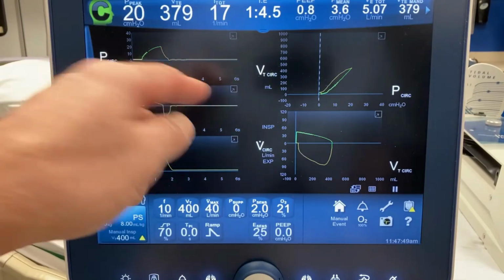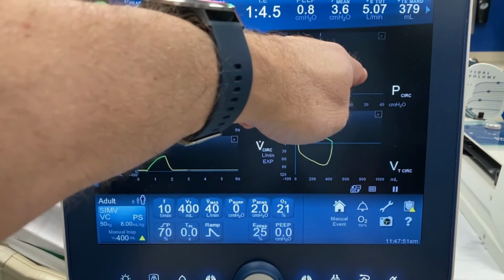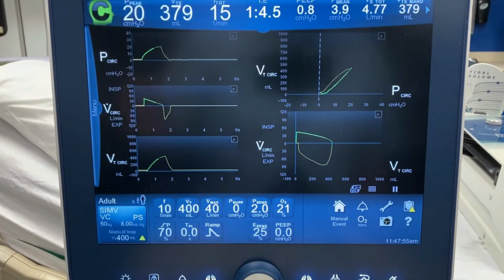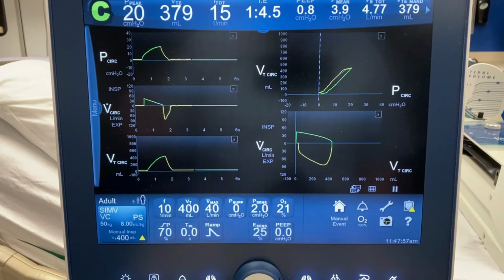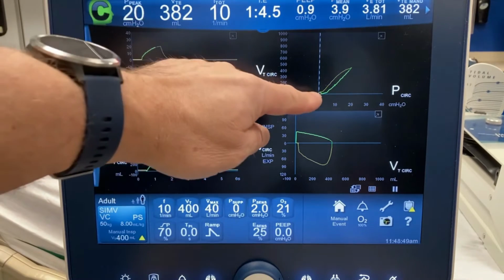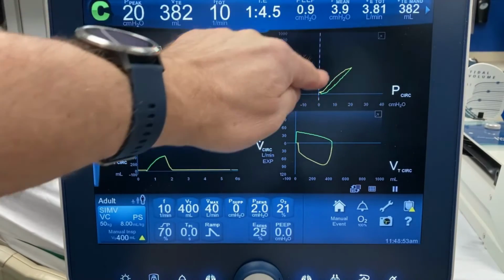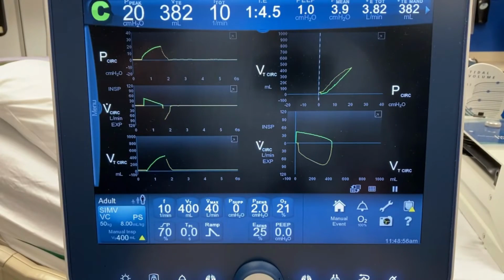So over to our loops. Again, we can see the peak pressure, we can see the amount of volume that was delivered, and how those two relate to one another. And if you think about it, the volume pressure relationship really refers to lung compliance. So we'll talk about that here in a minute. And on the pressure volume loop, inspiration is on the bottom limb of the loop, exhalation is on the top. You can watch that go.